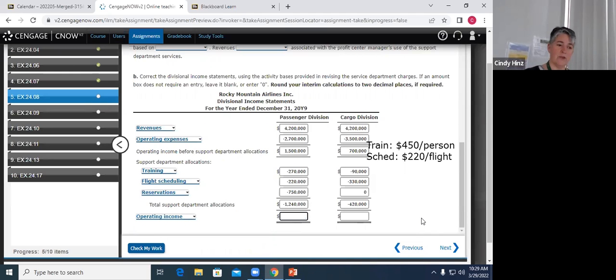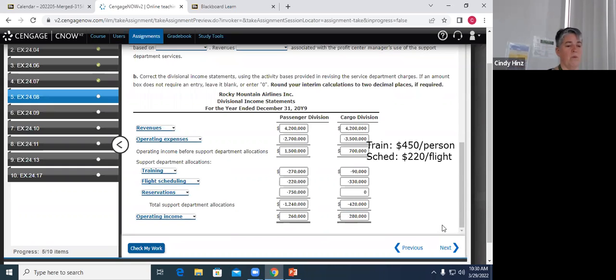And what you'll notice is that there's been a total change in the end results. The passenger division, their operating income, once they assume full responsibility for the reservations in particular, reservations is the most expensive of the 3 support departments that we're looking at. And so when we flipped half of that cost to the cargo division, really unfairly because the cargo division didn't even use the reservation system, that made the cargo division show that negative or operating loss.